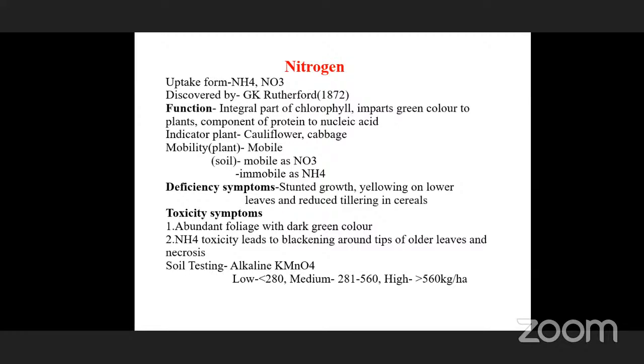In soil testing we use alkaline potassium permanganate. Based on the soil testing, if the soil has less than 280 kg per hectare nitrogen, then it is considered low. If it is medium, then it ranges from 281 to 560. If it is high, then it is more than 560 kg per hectare.